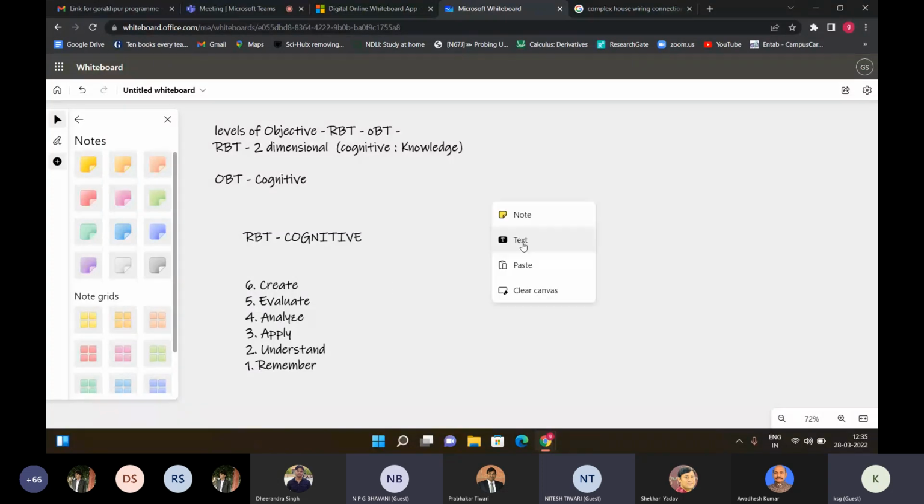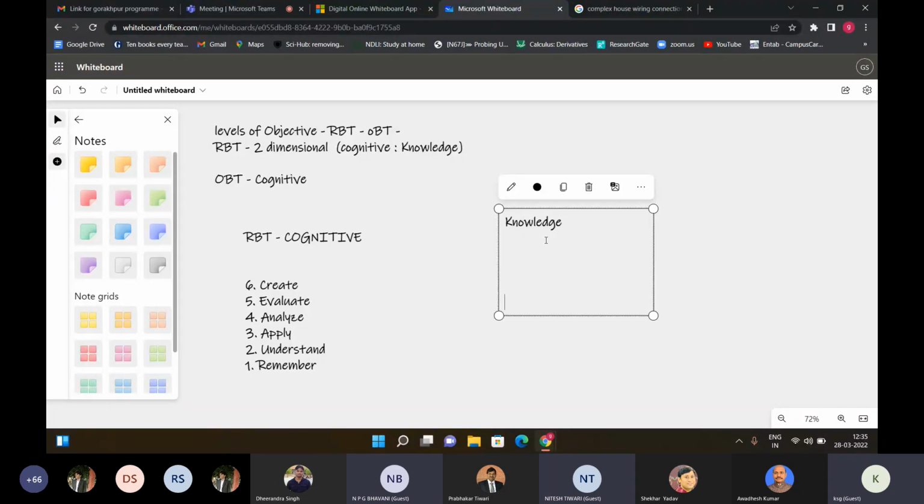Now, what is the other dimension? The other dimension is your knowledge dimension. So, what is your knowledge dimension? Once again there are a few levels here. The basic one is called factual knowledge.